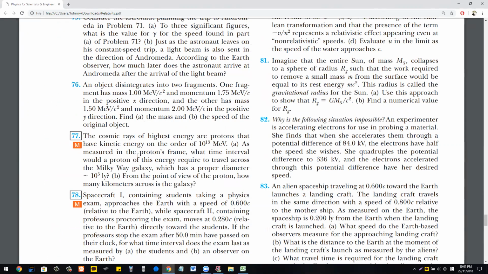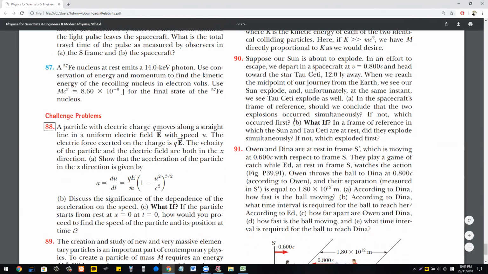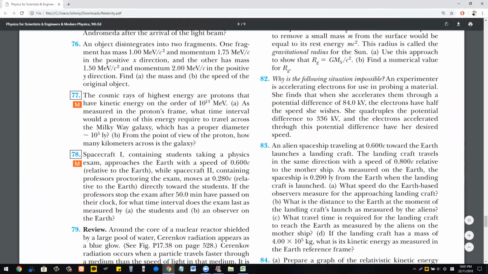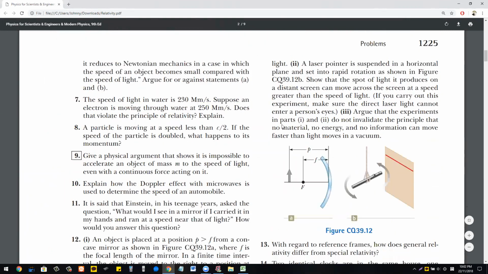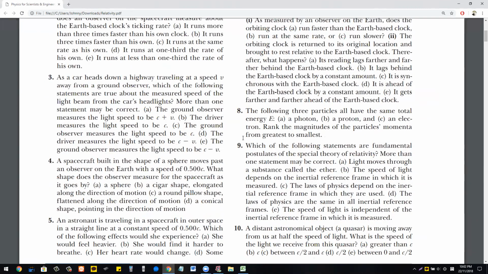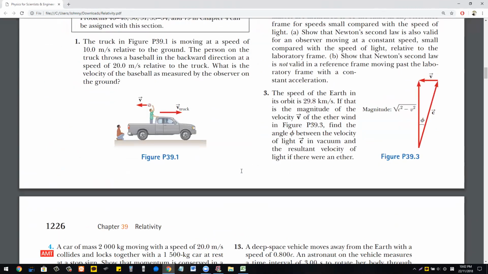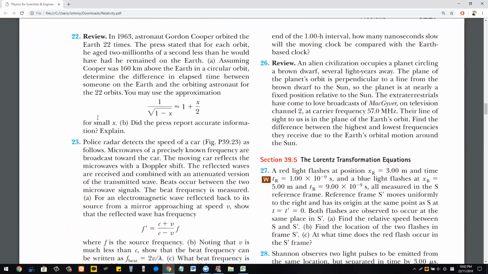So this part is all special relativity, and then from which section is it called general relativity? Let me see. So this whole thing is all special relativity. It's focused on the worksheet then. Yeah, this whole sheet looks like it's for special relativity. Okay, that's fine.